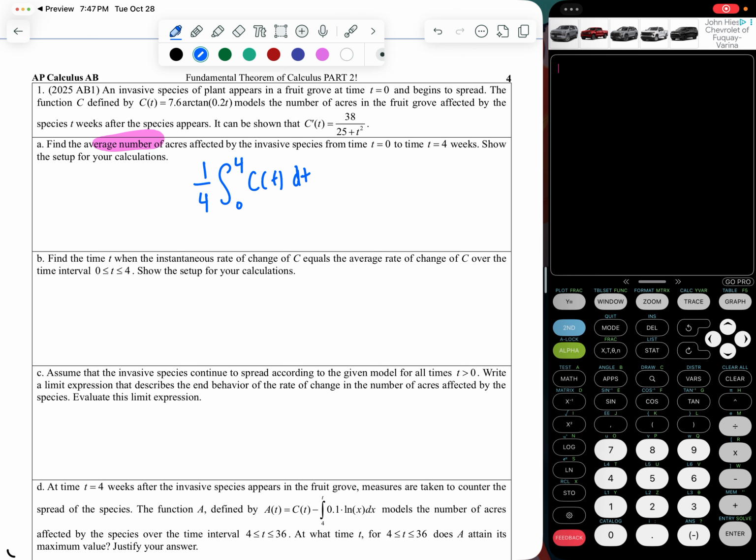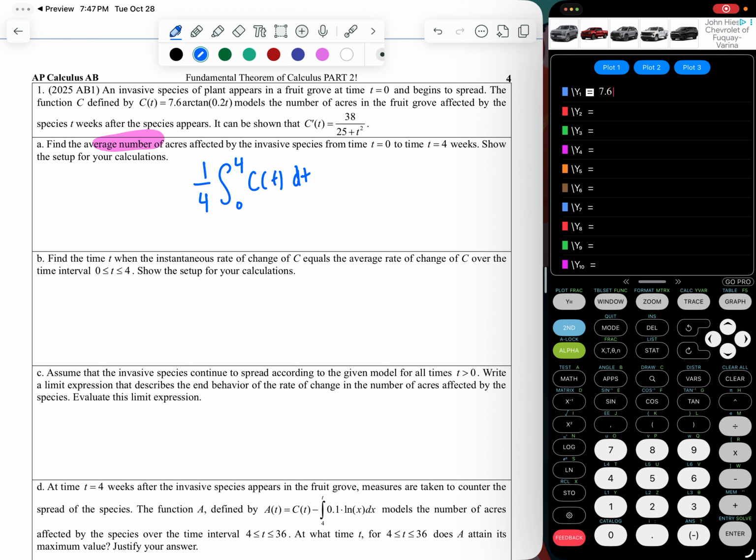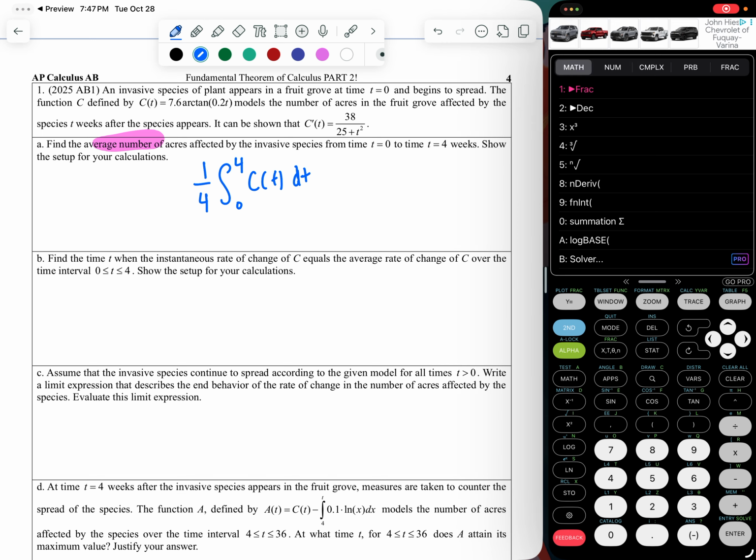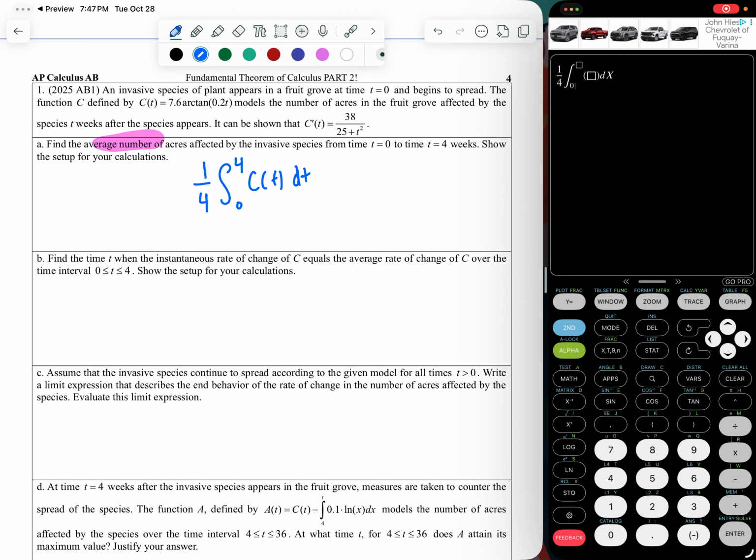There's your setup. I'm going to go ahead and put my function in y equals, so 7.6 arctangent of 0.2x. And then I'm going to do my average value formula in my handy dandy calculator. You can see everything that I'm typing, and I don't have to go back and forth. Like, I'm so excited, so happy. So this gives us 2.778 as our answer. And that's all you have to do.